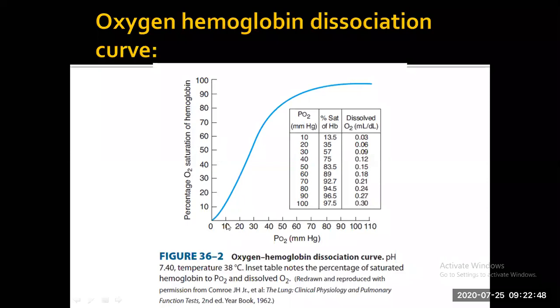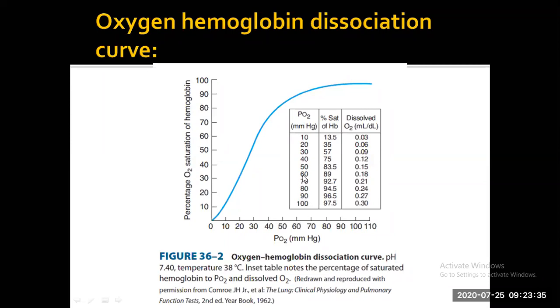Let me tell you, when the partial pressure of oxygen increases from 0 to 60, the saturation will increase sharply, as you can see. At a partial pressure of 60, it has increased sharply from 0 to 90%. But after that, when you increase the partial pressure of oxygen from 60 to more than 100, the curve remains on the plateau. Plateau means it remains the same.